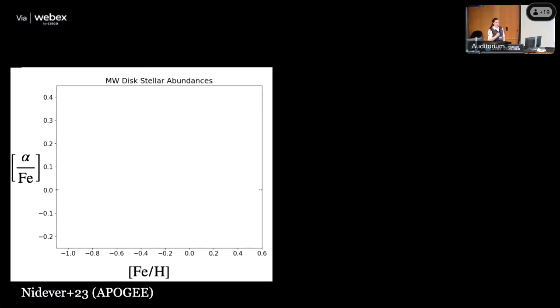All right, good job, everybody. Thank you so much for sticking with me. All right, so looking at this plot for the actual Milky Way, same axes, blah, blah, blah. Let's take a look.